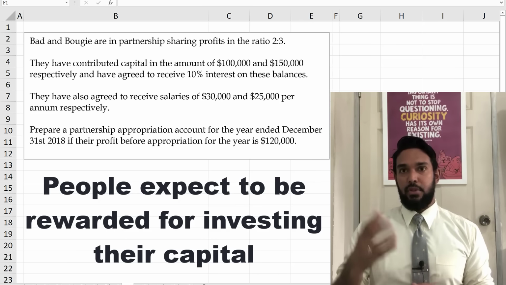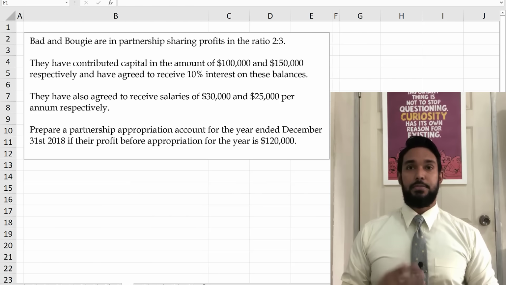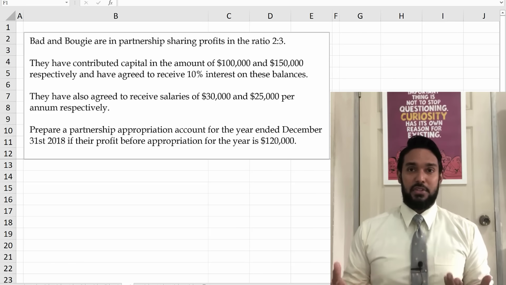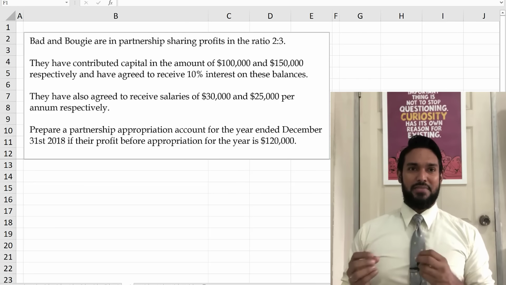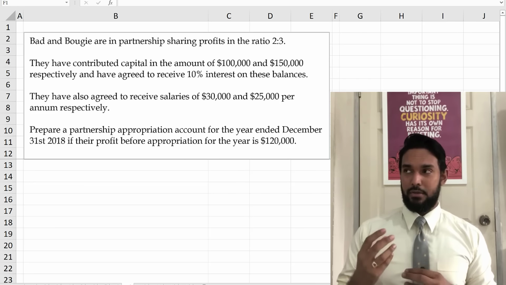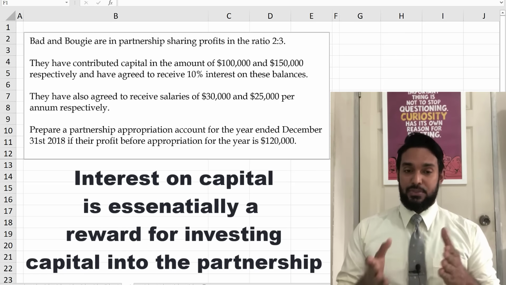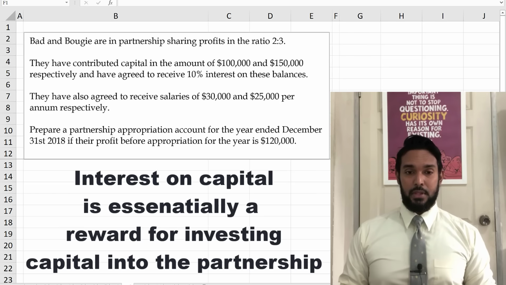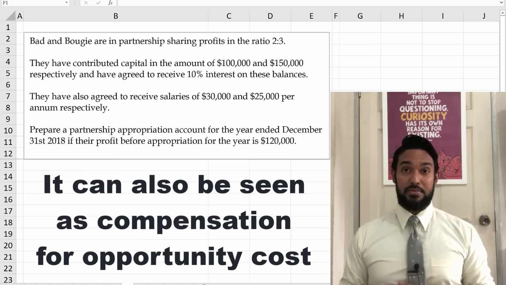Now you might be saying, well, they're getting a share of profit, so that's fine. But suppose the business makes a loss, or for some reason they don't get a share of profit. So the partners might want to guarantee themselves a minimum return on their investment. And that's where the interest on capital comes in. You can also look at it as trying to compensate for the opportunity cost of investing elsewhere.